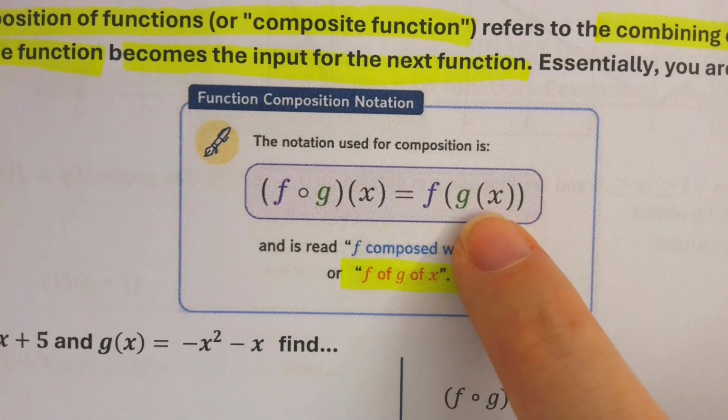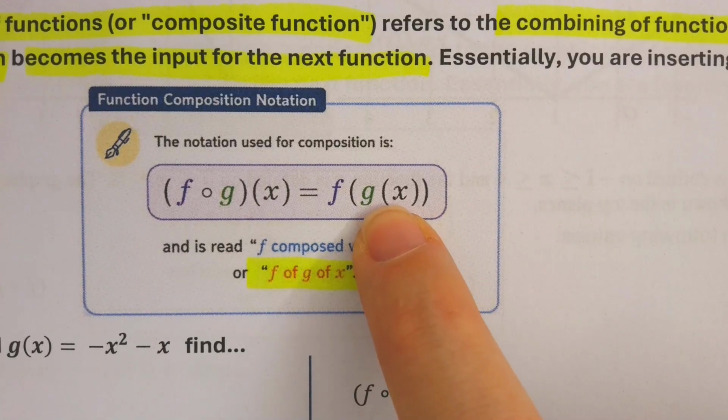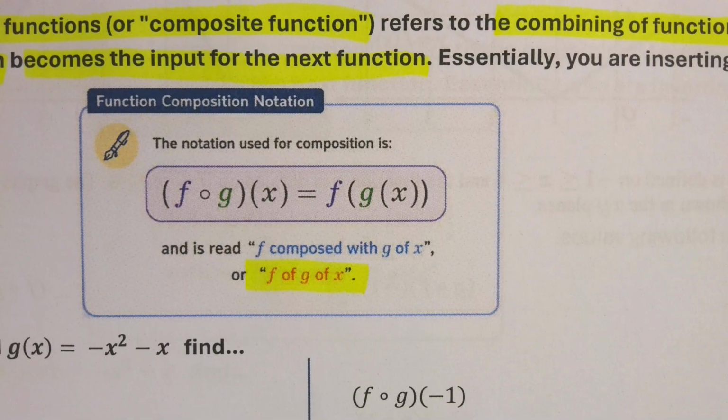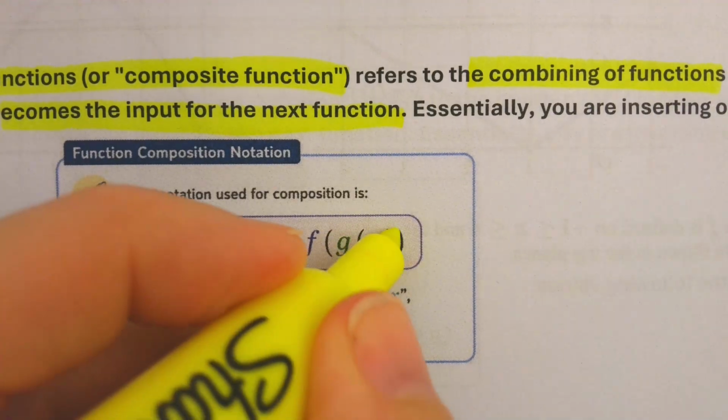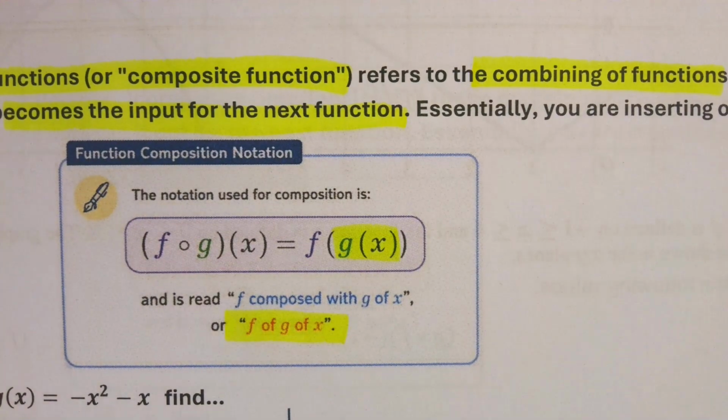So what this literally means is you're taking the g function and you're plugging it into the f function. You see how g is inside f's parentheses? So that means you're taking the g function and plugging it into the f function, based on whichever function is in the inside part.